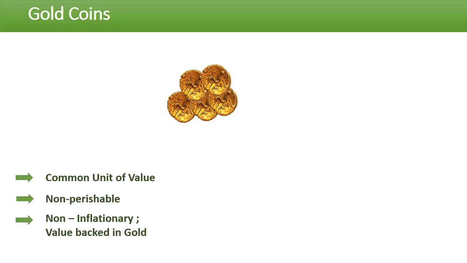However, it wasn't a perfect system. And yes, it was much more transportable compared to actual physical goods. But now let's look at what didn't work out for the gold system.